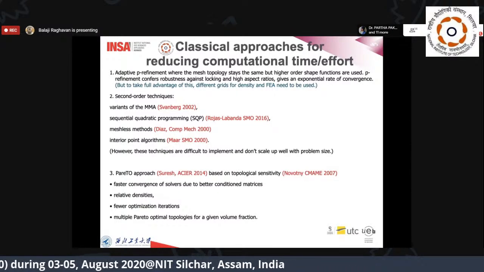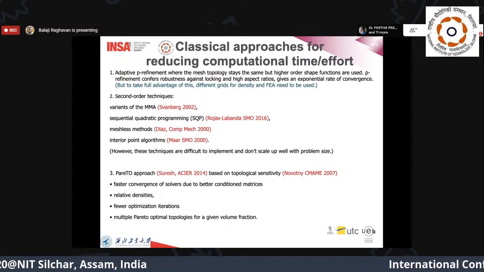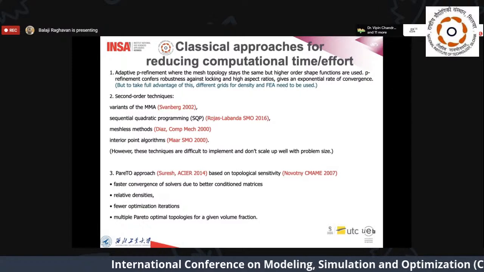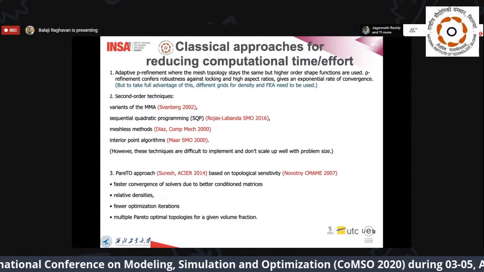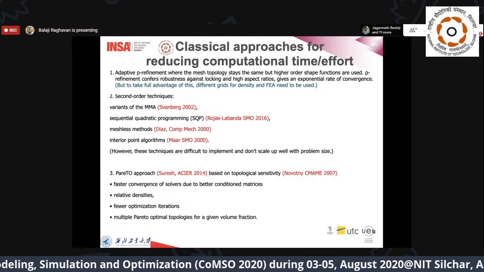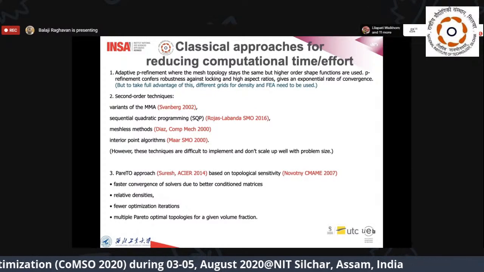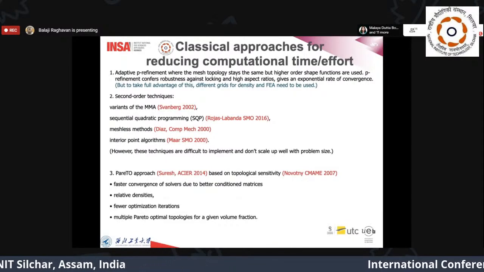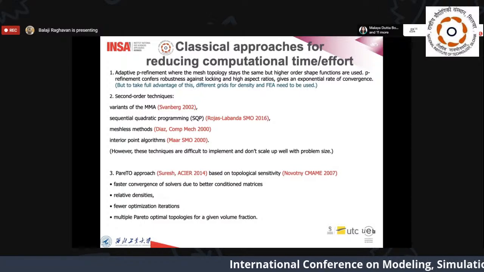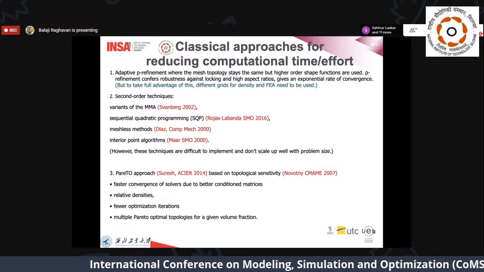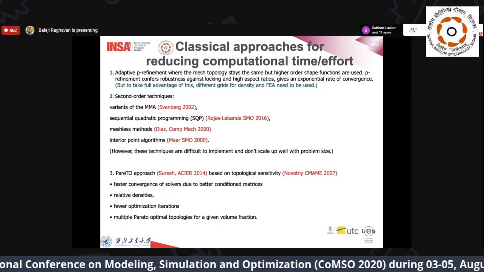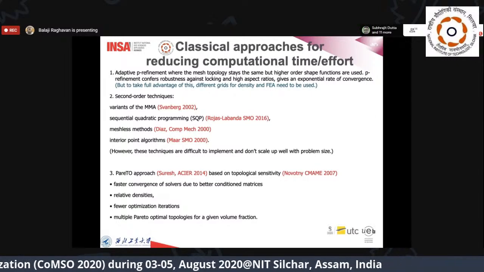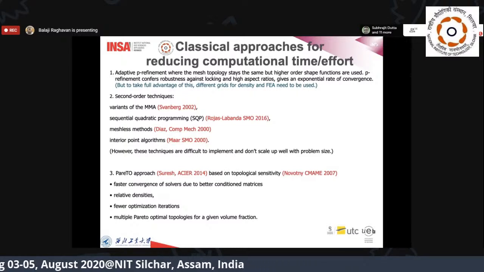You have adaptive P refinement, which actually Sugata presented yesterday. You have used higher order shape functions, and you have variants of the method of moving asymptotes. You got sequential quadratic programming, which was used in 2016. Meshless methods, which seems strange given that this method relies on using a density mesh. But meshless methods have also been tried. And scalability is including interior point algorithms. Now, scalability has been seen to be an issue with these.